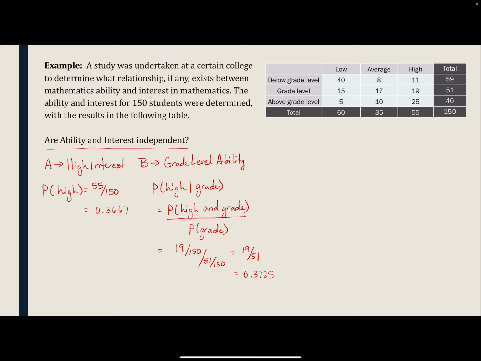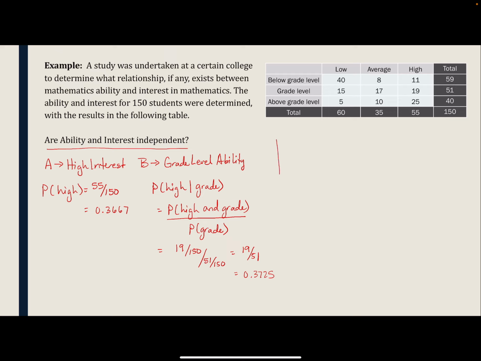So the question is, are these the same? Well, if I had only rounded to 2 decimal places, I would have gotten 0.37 for both of these. So it would be really hard for me to say that these two events are not independent. They look independent to me. But the problem is asking if the variables are independent. And if the variables are independent, it means any combination of events will come up as independent. So I found 2 events, one from each variable, that turned out to look like they were independent. Let's see if that happens again.